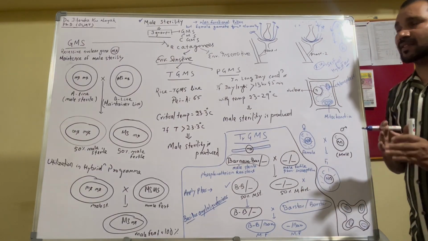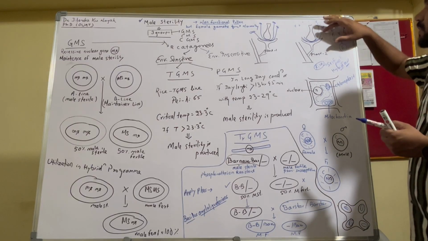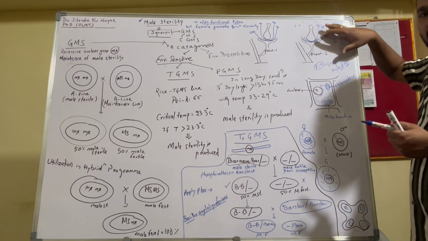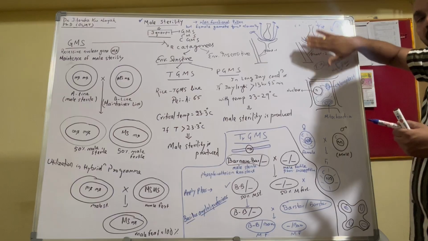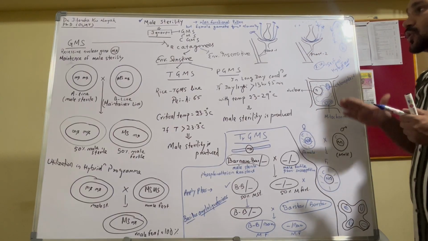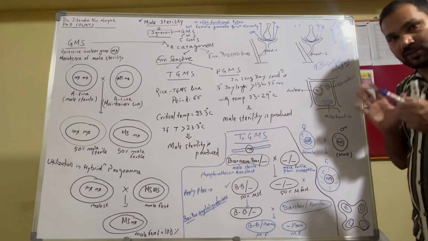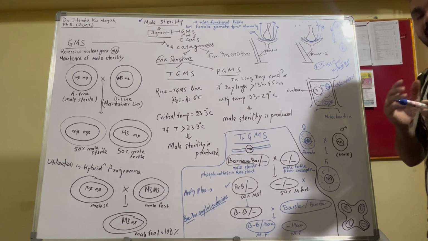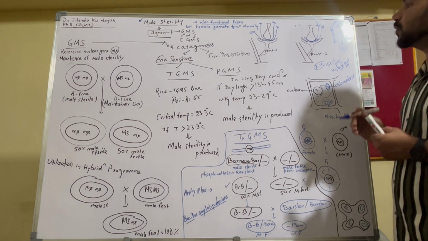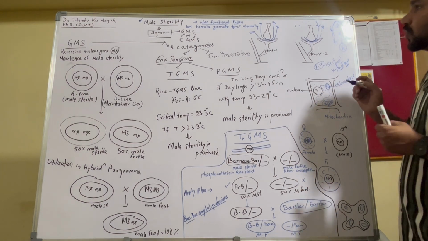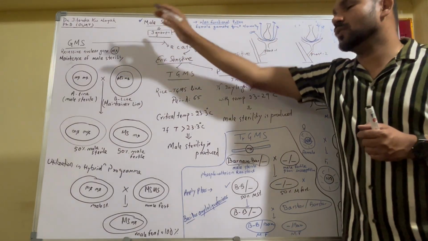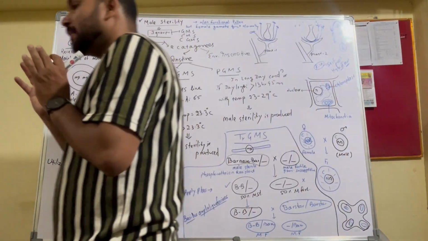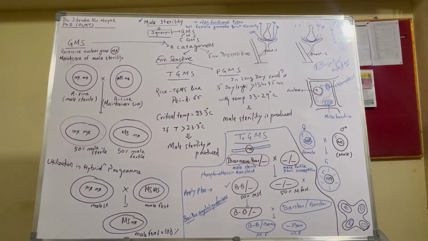But imagine, is it easy to remove all the anthers of the flowers present in the plant? No, it is not possible to remove all the anthers. That is why we should go for male sterility. Which procedure should we follow? Male sterility.